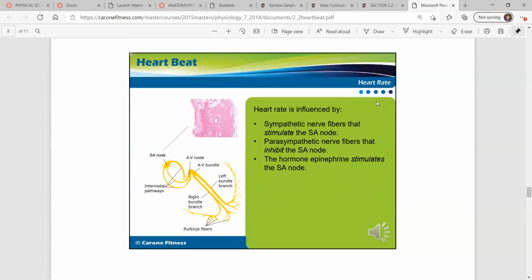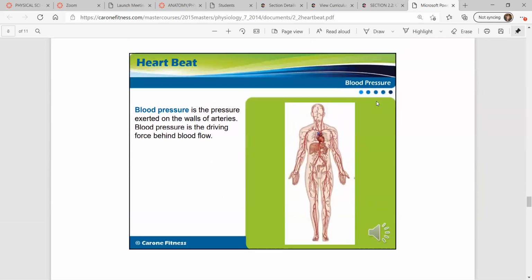Heart rate is influenced by sympathetic nerve fibers that stimulate the SA node, parasympathetic nerve fibers that inhibit the SA node, and the hormone epinephrine stimulates the SA node. Blood pressure is the pressure exerted on the walls of arteries, and it's the driving force behind the blood flow in your body.